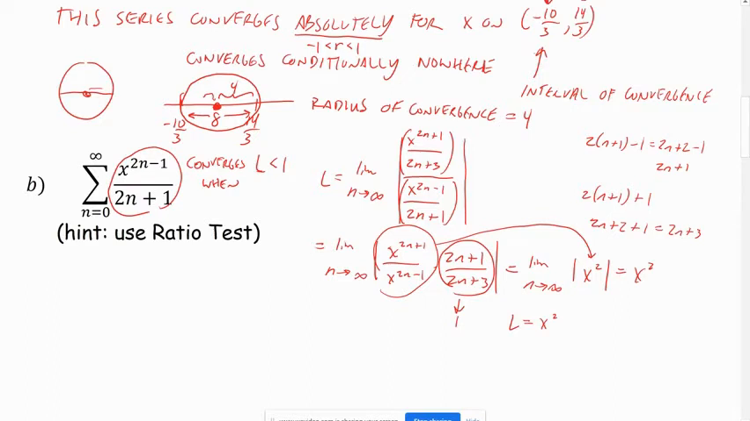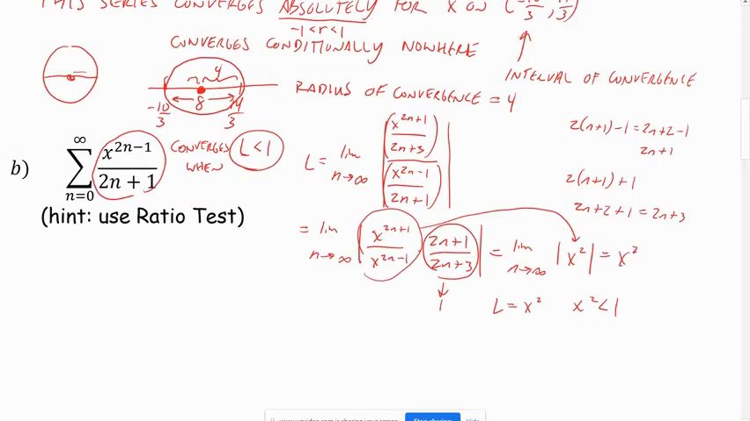In order to satisfy this, x squared needs to be less than 1. So if you think about numbers that you can square that have an answer less than 1, that's numbers in between -1 and +1. So if we pick any numbers in here and square them, we're going to get answers that are less than 1. And anything that passes the ratio test converges absolutely.